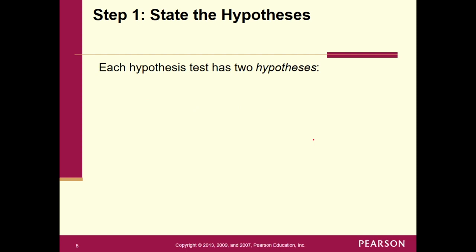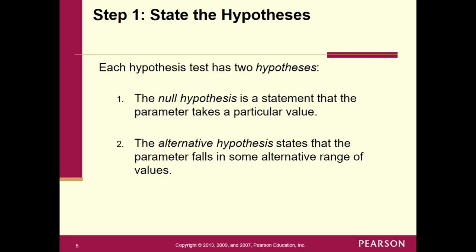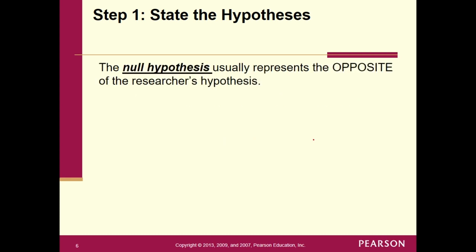Each hypothesis test has 2 hypotheses, like we were talking about before. Let's get into more specifics now about them. You have the null hypothesis. The null hypothesis is a statement that the parameter takes a particular value. And then you have the alternative hypothesis that states that the parameter falls in some alternative range of values. So you've got the null and the alternative. You'll need to know those statements going forward.